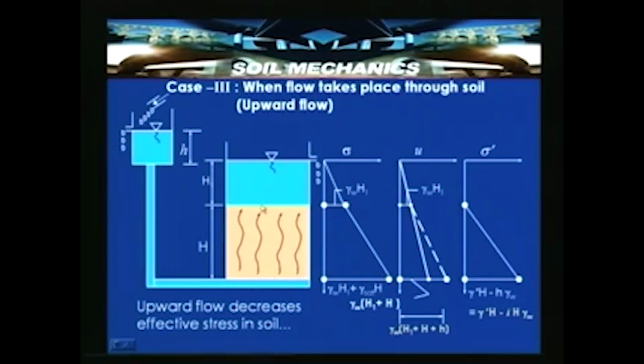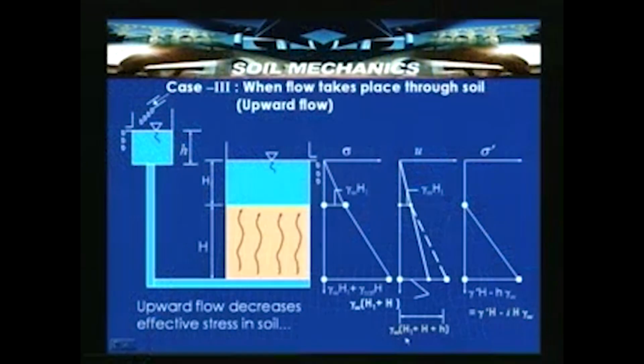Here, because dissipation of energy occurs, the head at this particular point will be H1. So, if you look here, gamma w into H1 plus capital H1 plus capital H plus small h. So, the pore water pressure is increasing in this particular case.